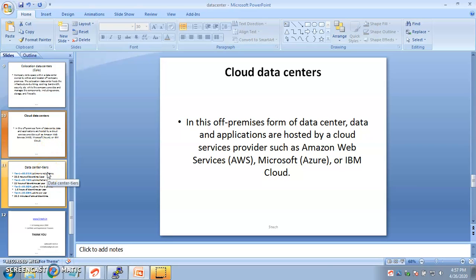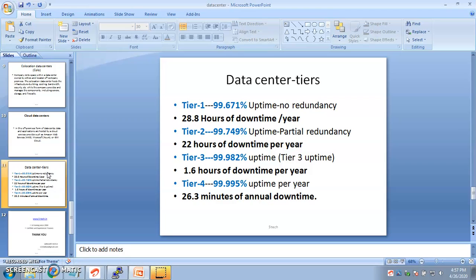Most important part that you need to understand is data center tiers. Tier 1 has 99.67% uptime and 28.8 hours of downtime per year, the reason being there are no redundancies. Next is tier 2, where you have 99.749% uptime. That's partial redundancy, 22 hours of downtime per year.